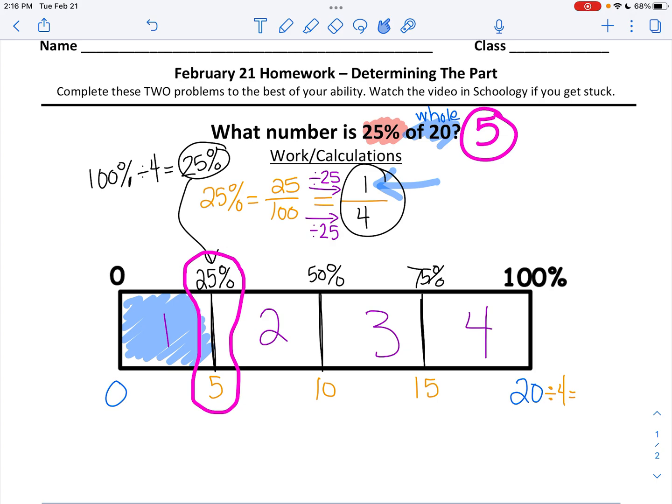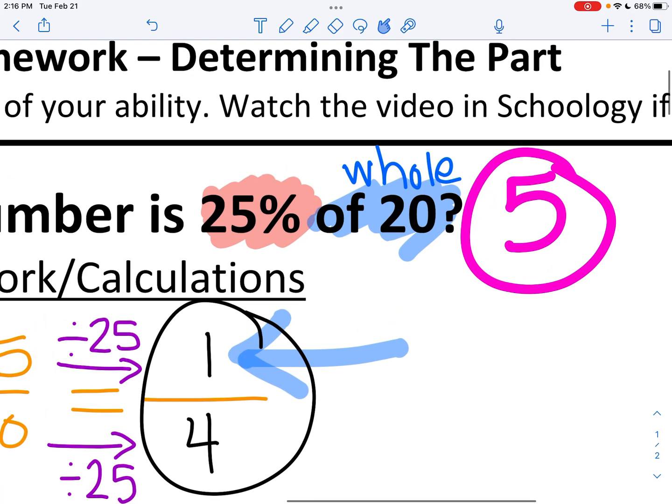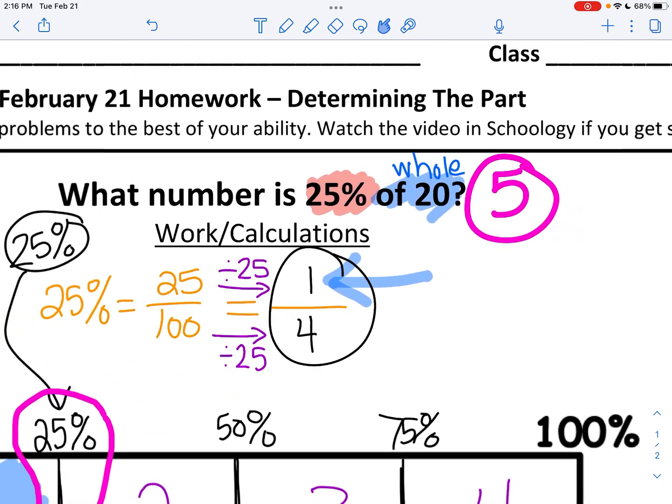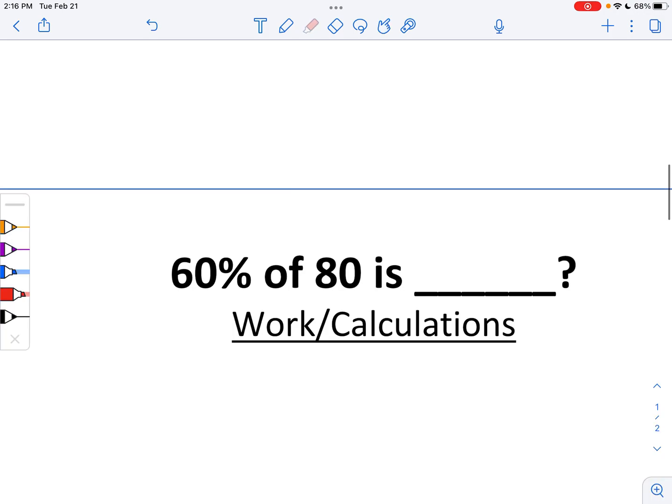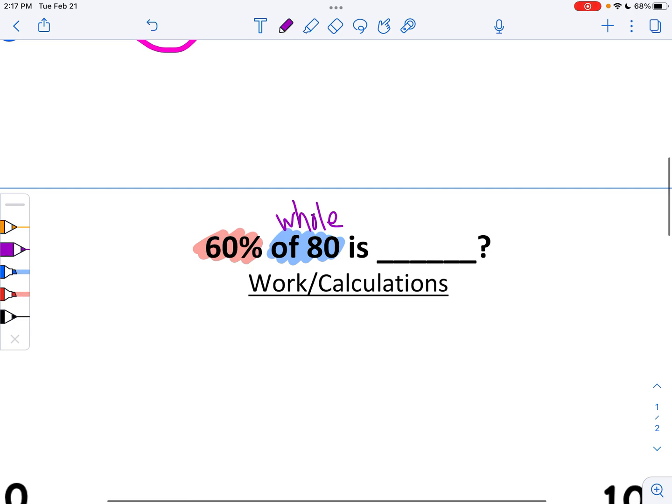A couple of things to notice. See how we wrote whole above of 20, right? That's what you should do here for of 80. Of 80, whole. And 60 is our percent. So that's what you will need to simplify.